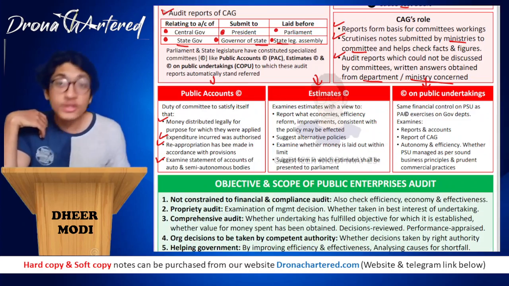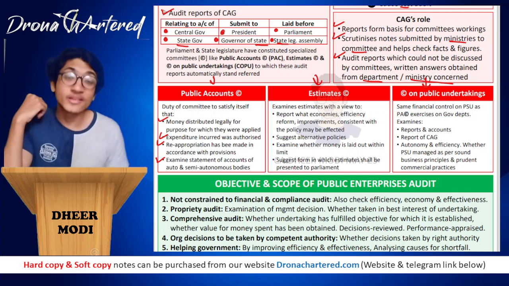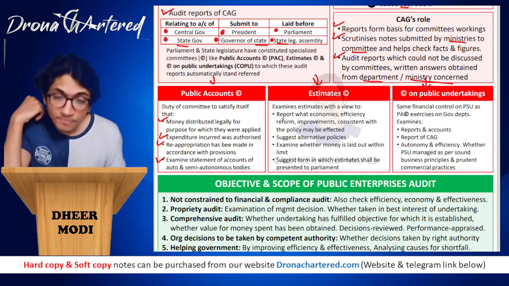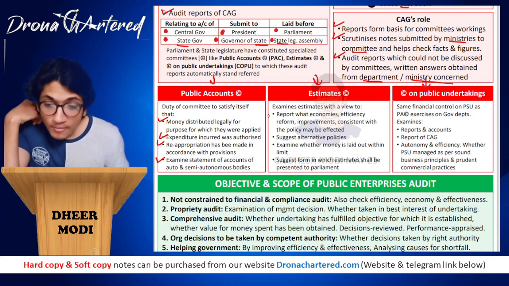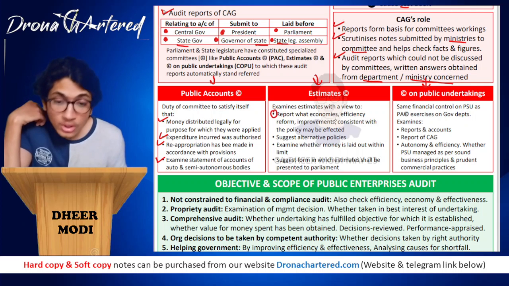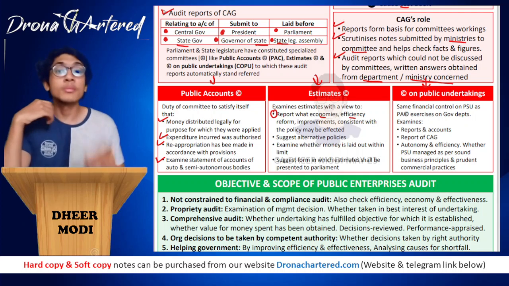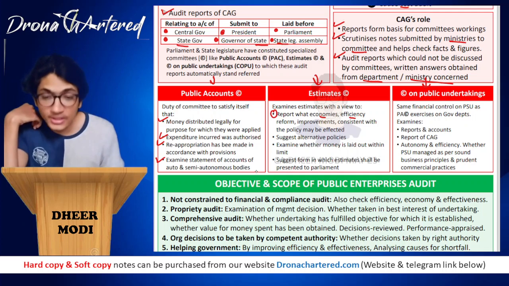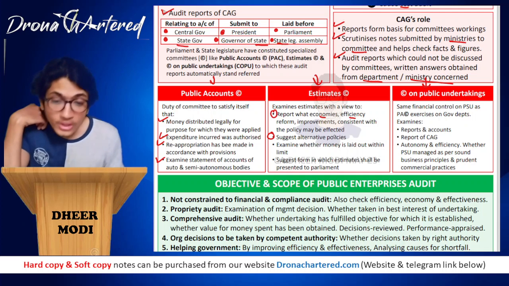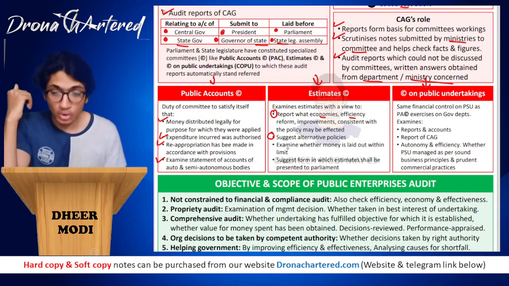So we are done with your public accounts committee. Now next is your estimates committee. Now your estimates committee, as the name suggests, what will they do? Estimates committee examines with a view to, first, report what economies, efficiency or reforms, improvements consistent with the policy may be effective. That means how to make your operations more effective and efficient. Next, suggest alternative procedures. If they are doing any procedure which might be inefficient, they will suggest alternative procedures.